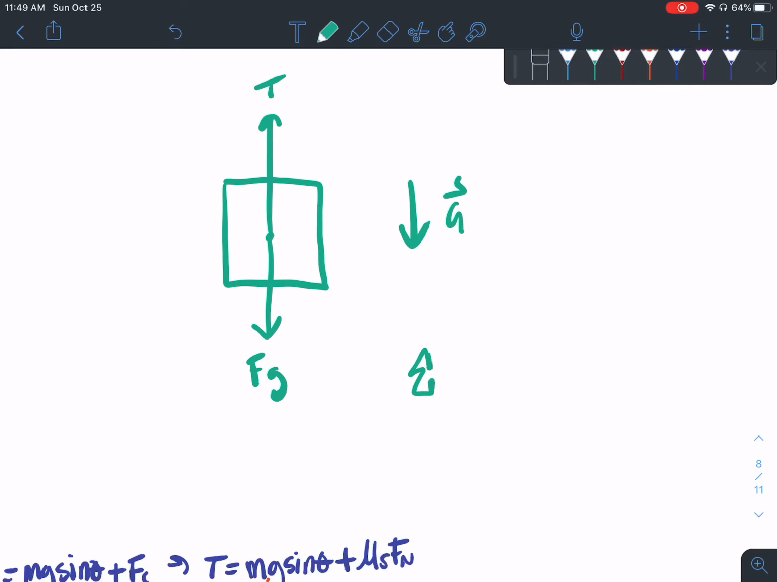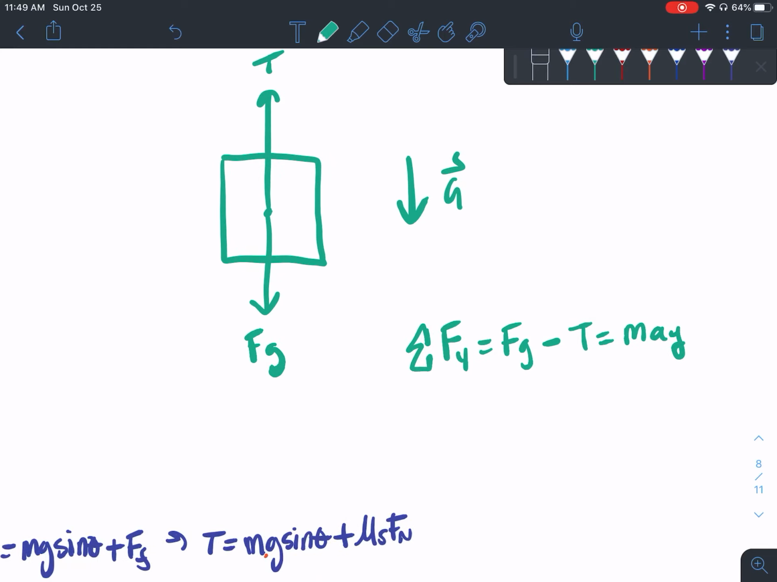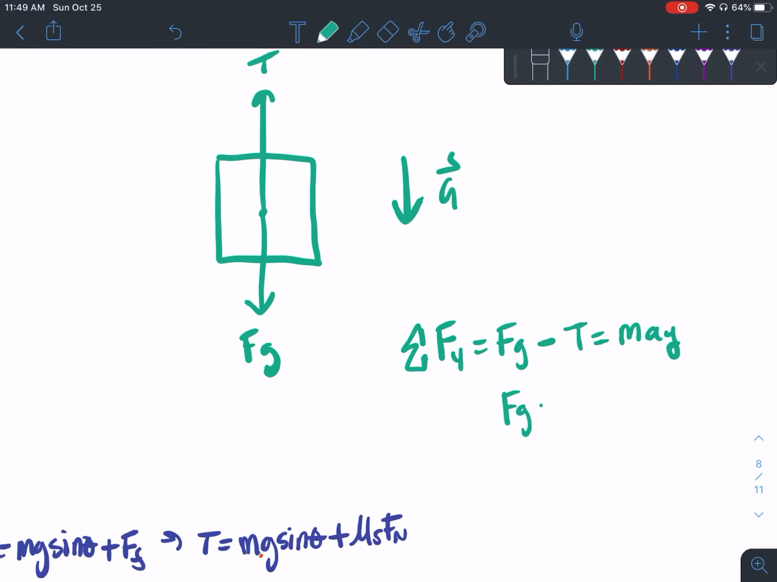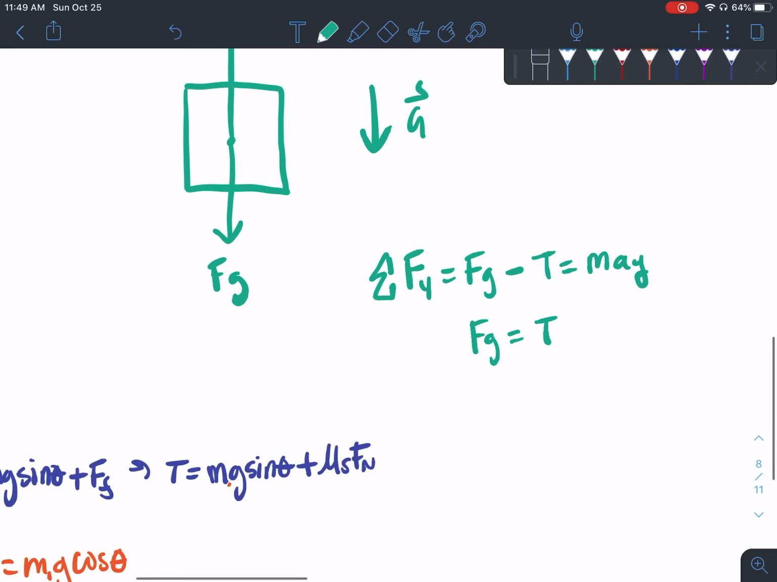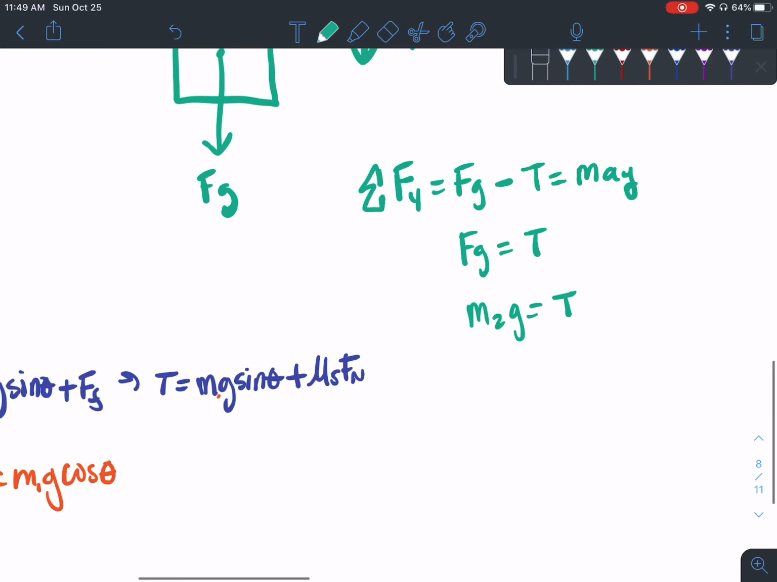We can simply say that our force of gravity minus our tension would equal ma in that y direction. Once again, we are at equilibrium, so we're saying that would be equal to 0. So force of gravity is simply equal to tension. So m2g is equal to tension. The cool thing here is now we have tension here and we have tension here, so we can go ahead and set these equal to each other to figure out what is M2.